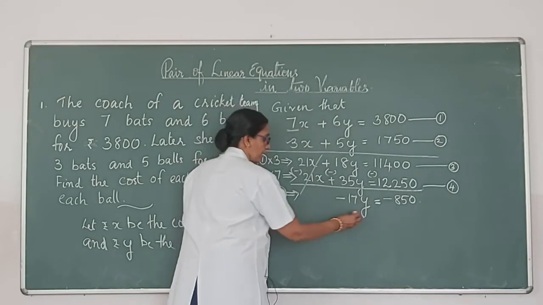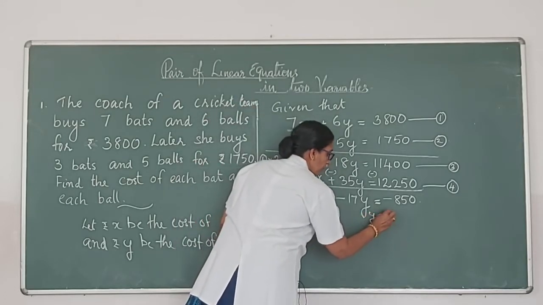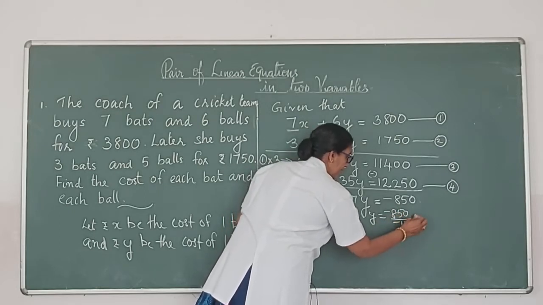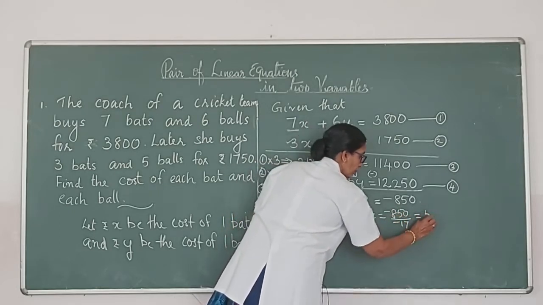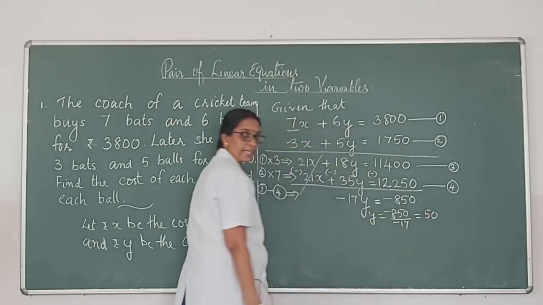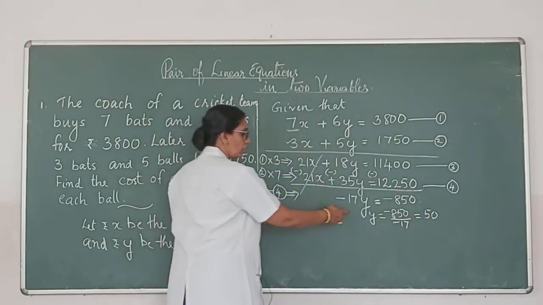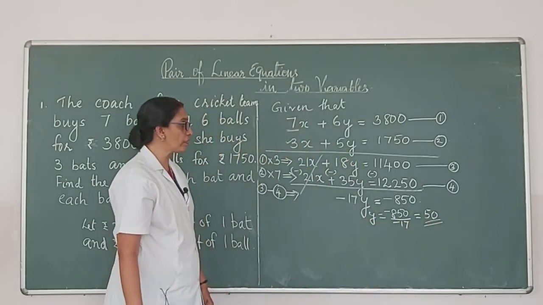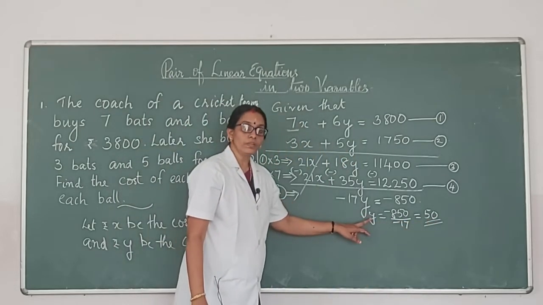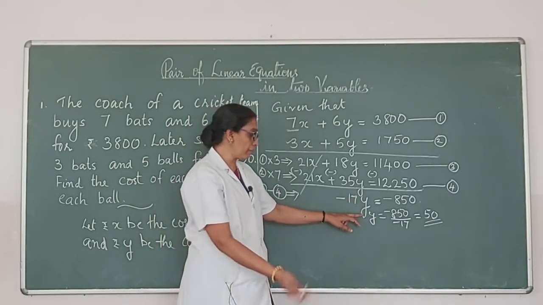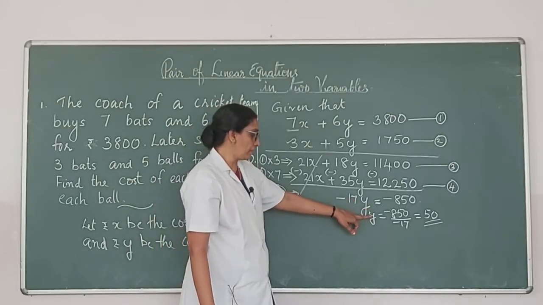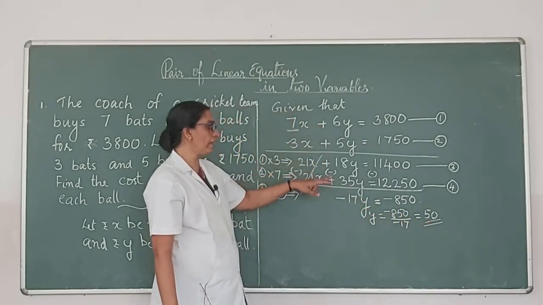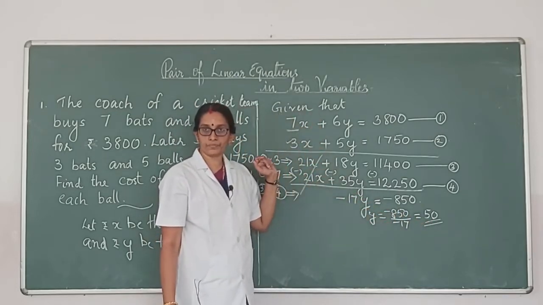Okay. So, what we are getting? Y is equal to minus 850 by minus 17. Answer is 50. Negative, negative, positive. So, we got value of y. Now, how will you get value of x? We have to substitute. We are coming to the substitution method. We have to substitute this value of y in any one of these 4 equations.